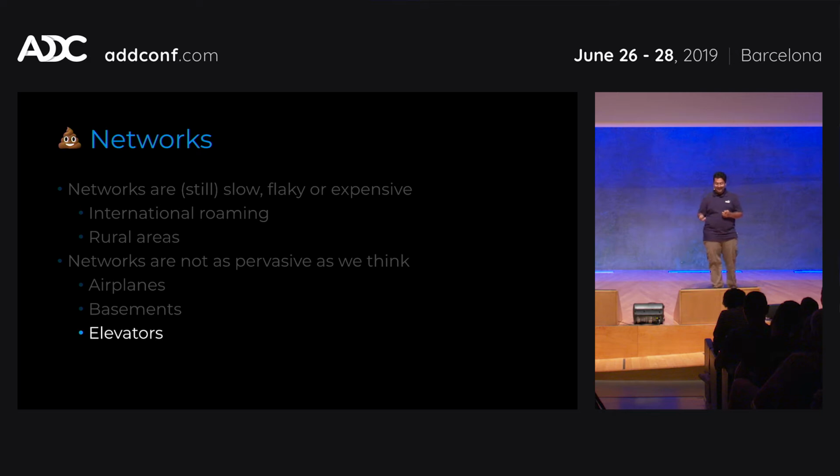Elevators, another one, right? And this one was a new one for me. We were developing this app that's predominantly meant to be used in hospitals. And it turns out that all the stuff that they have in a hospital is pretty terrible for reception. So you're not going to have a network connection at all, for the most part.